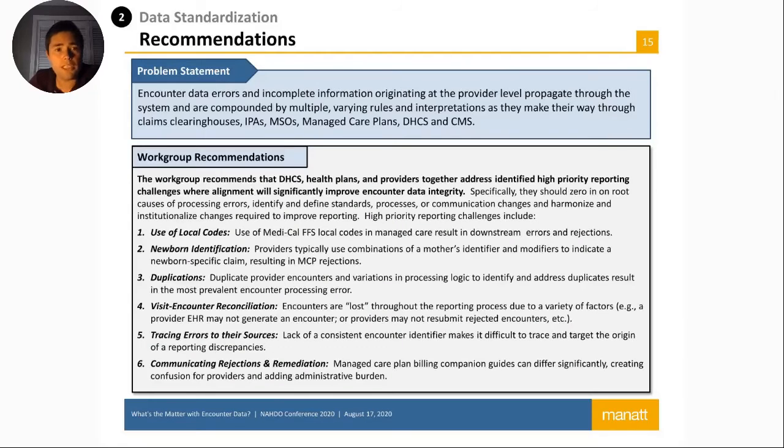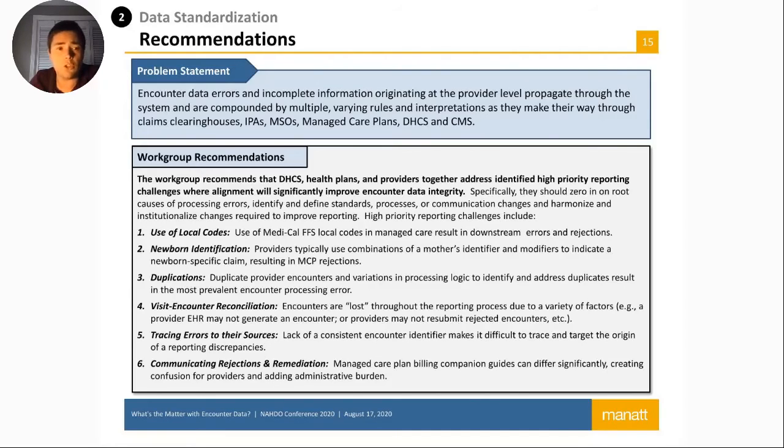I've included some additional recommendations here just to give you a flavor of what's being implemented and some of the errors that are being faced by plans and providers in California. Again, I won't go through all of these, but I'm happy to talk more in the Q&A around the types of actual technical encounter data challenges that our upstream plans and the state has noted and faced.